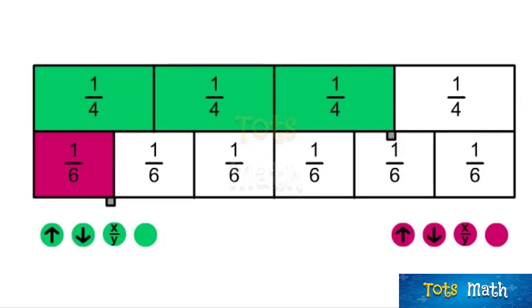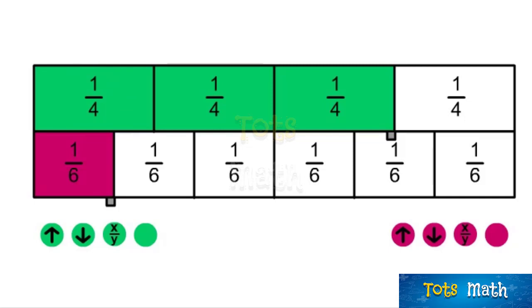The top fraction bar is divided into 4 equal pieces, and I've shaded in 3 of the 4 pieces. So the top fraction bar is showing 3/4. The bottom fraction bar is divided into 6 equal parts, and I've shaded in one of those parts. So this fraction bar is showing us 1/6. And you can clearly see that the part labeled 1/6 is quite a bit smaller than the parts labeled 1/4. And that's why we can't add these fractions the way that they are.